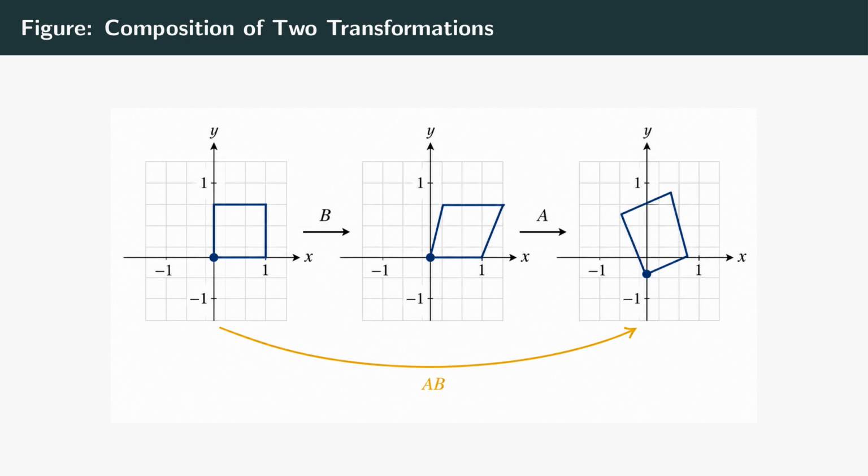Now look at the single curved arrow sweeping underneath, straight from the left grid to the right grid, labeled A times B. That one matrix does both steps at once. That is exactly what the product means. The single transformation equivalent to doing B and then A.